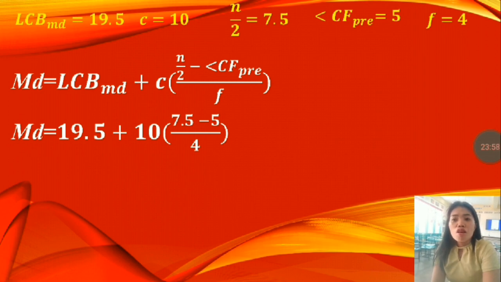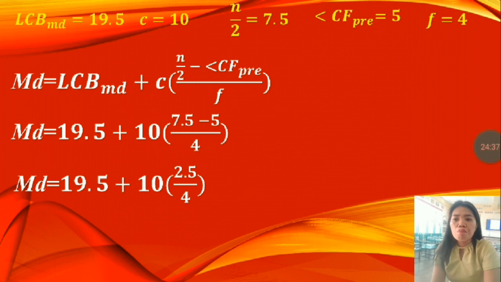Our lower class boundary of the median class is 19.5. Then our class size is 10. Our n over 2 is 15 over 2, and that gives us 7.5. Then minus the less than cumulative frequency of the preceding class, meaning the less than cumulative frequency before or below the median class, which is 5, then over the frequency of the median class, which is 4. Then let's manipulate the formula now.